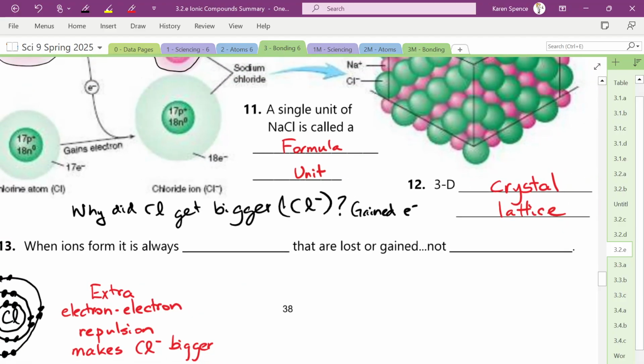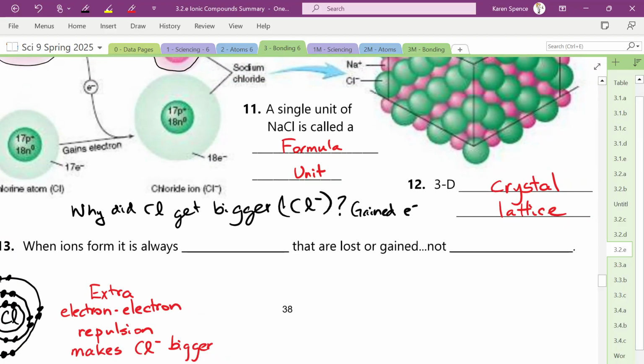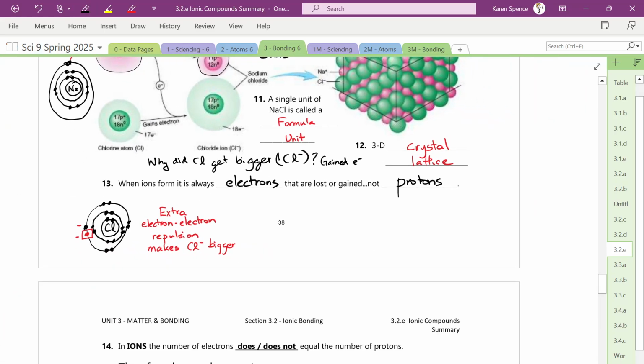When ions form, what is lost or gained? It is always what particle? Electrons. Electrons are lost or gained, but we never lose or gain protons. Otherwise, it becomes a different atom. Okay, cool.